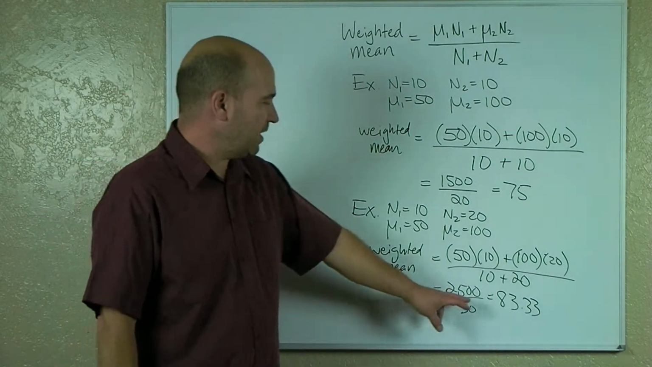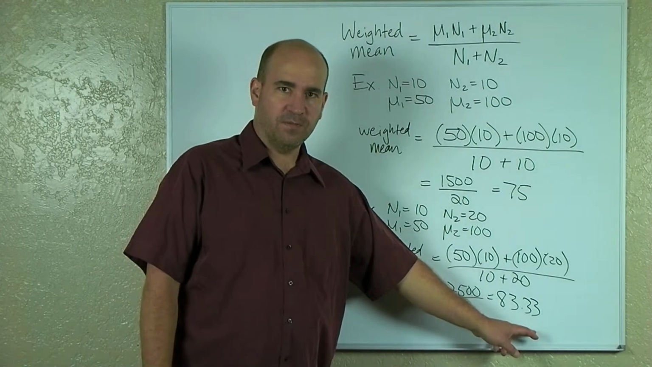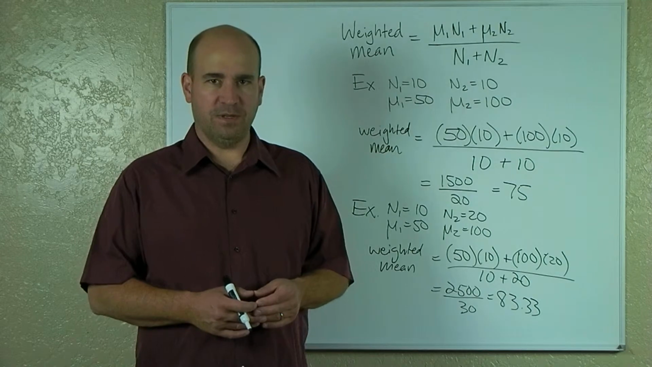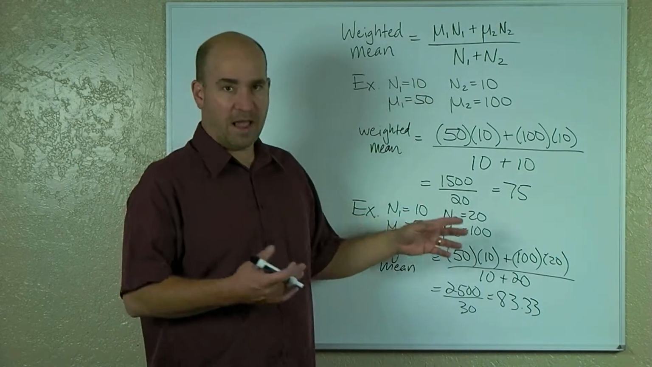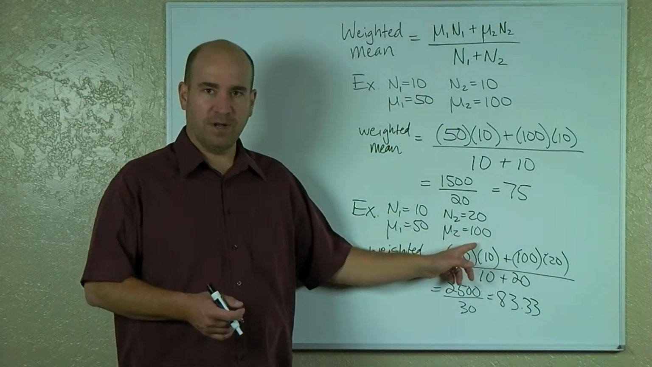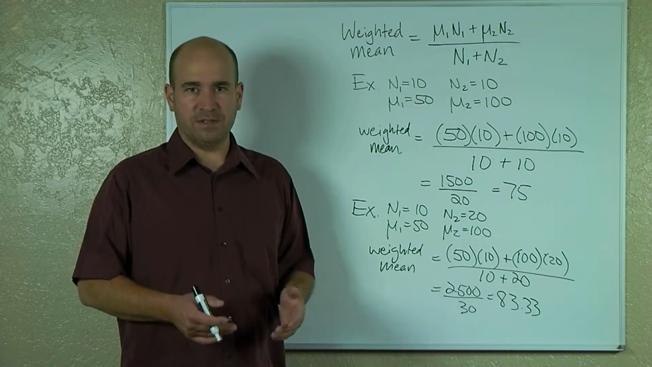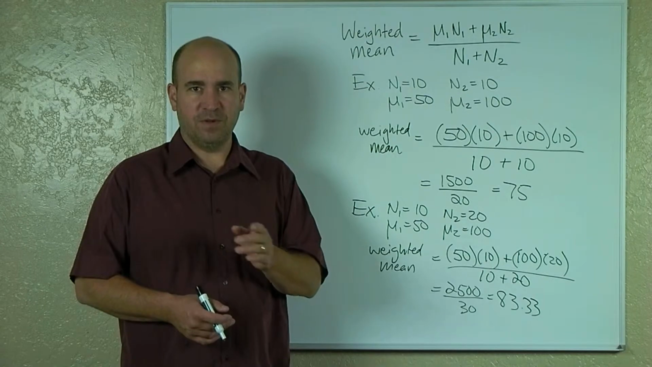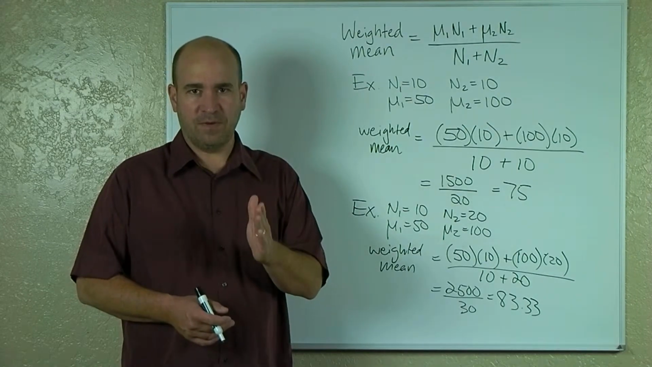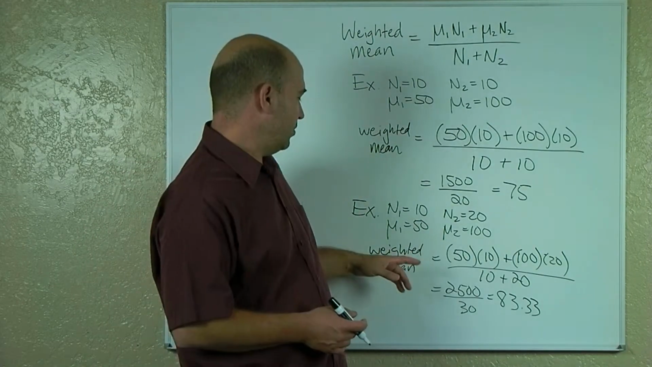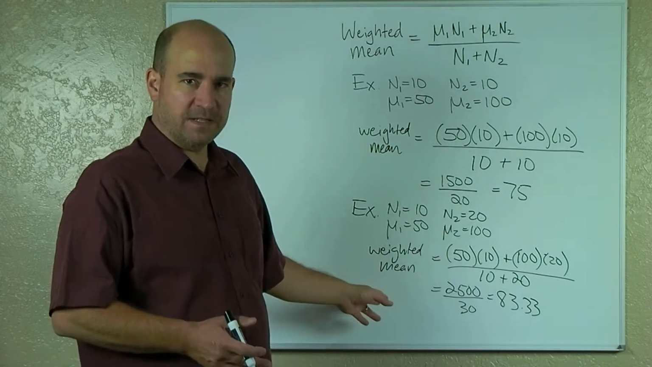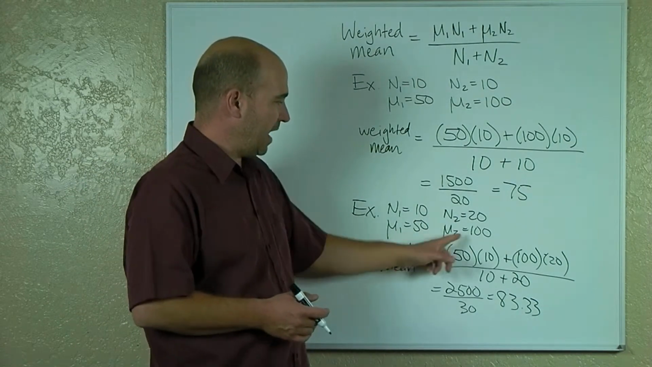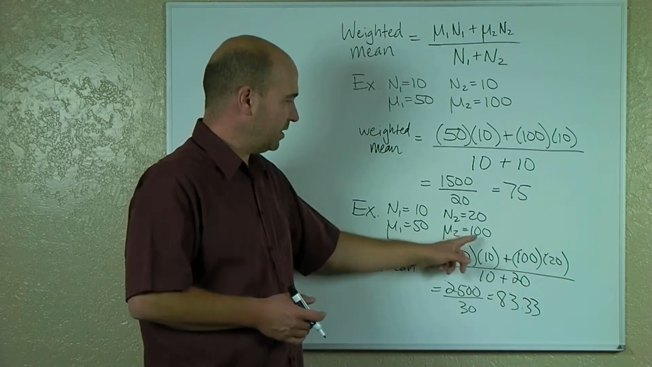Now notice in the second answer, 83.33. First of all, you want to ask yourself, is this halfway between the two means that I have here? Is it halfway between 50 and 100? You should see that it's not, right? Because 75 is the halfway point between 50 and 100. 75 is right in the middle. So, using the weighted mean formula in this example, we see that we don't get a weighted mean that's exactly halfway between the two means.